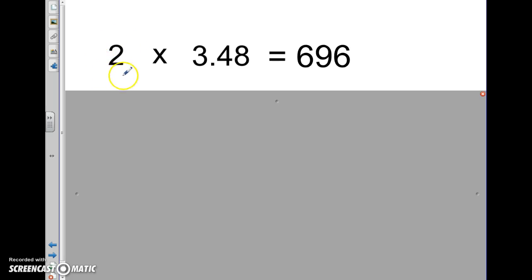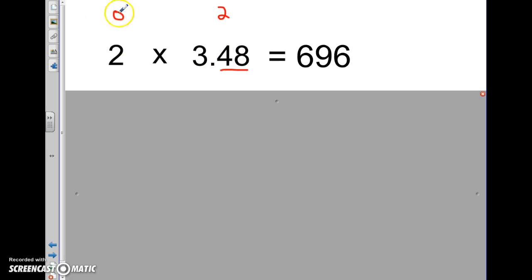So for this factor here of 2, we can see there are no digits to the right of the decimal point because we just have a whole number here. So none over here, right? And I'll even write that down here. How many digits are to the right of the decimal point? 0 on this side. And then for this factor, 3.48, here's the decimal point, there are 2 digits to the right of the decimal point. So we have 2 for this.